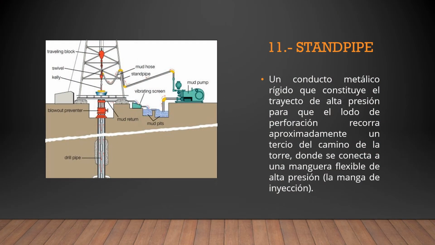Standpipe is a rigid metal conduit that provides the high-pressure pathway for drilling mud to travel approximately one-third of the way up the derrick, where it connects to a flexible high-pressure hose, the Kelly hose. Many large rigs are fitted with dual standpipes so that downtime is kept to a minimum if one standpipe requires repair.